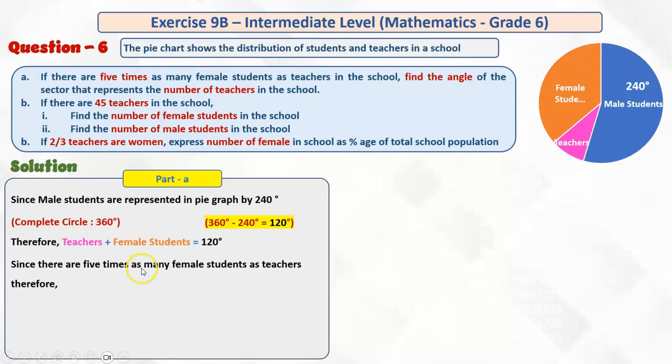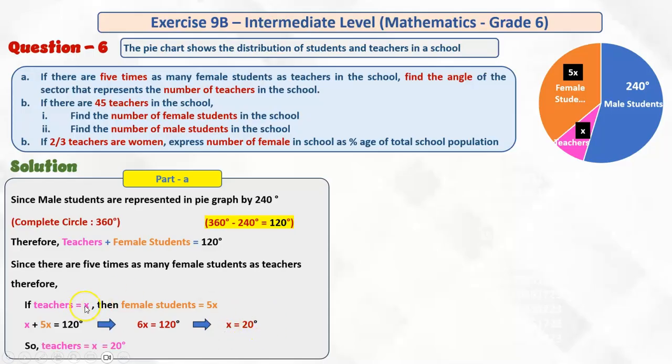And since there are 5 times as many female students as teachers, we can write that if teachers are x, then female students would become 5x. So x plus 5x, this would be how many degrees? It would be 120 degrees. So x plus 5x makes 120 degrees, or we can say that 6x is equal to 120 degrees, or x is equal to 20 degrees. And what was x? x was teachers. So now we have the teachers as 20 degrees, and the female students, which are 5x, so if x is 20, then 5x is 100 degrees.